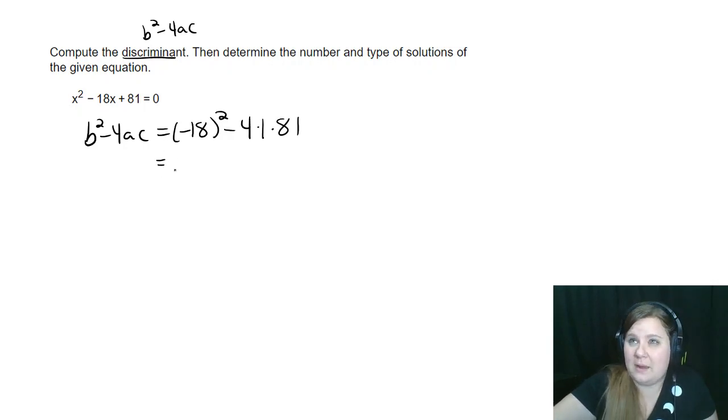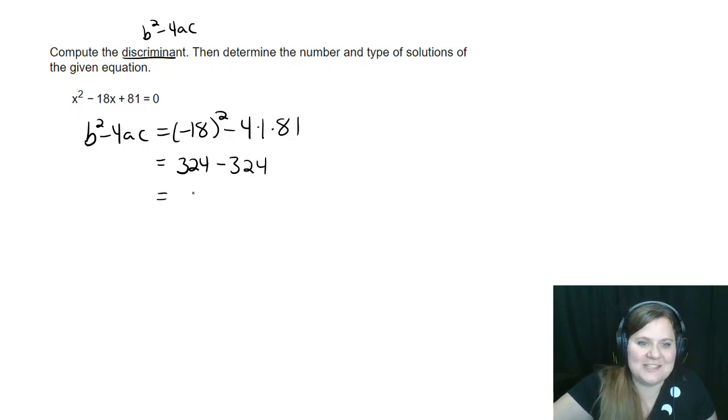18 squared is, I think it's 324. Yeah, that sounds good. All right, and then 4 times 1 times 81 is, well, it's 324. Hey, look at that. So when I subtract those, I get 0. When my discriminant is 0, that means I have one real solution.